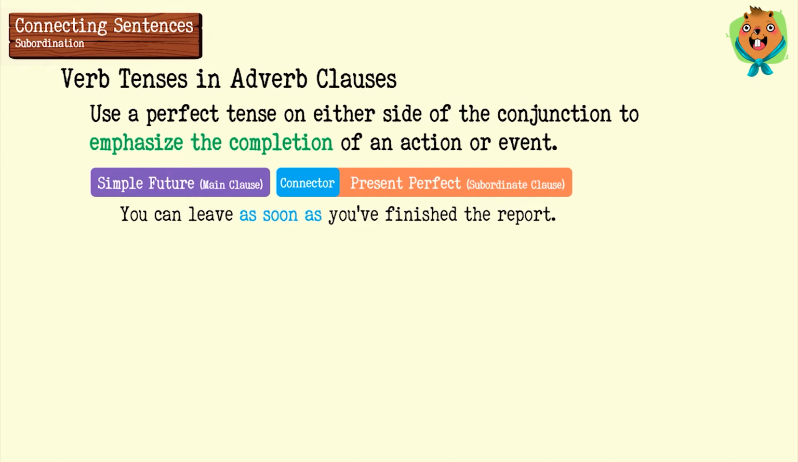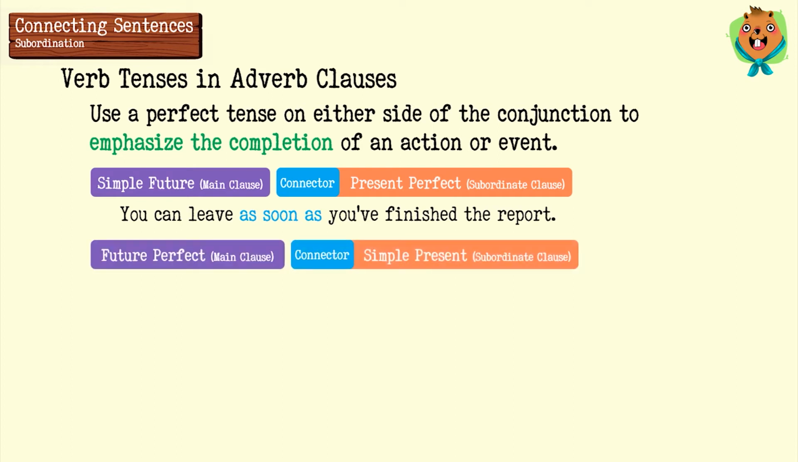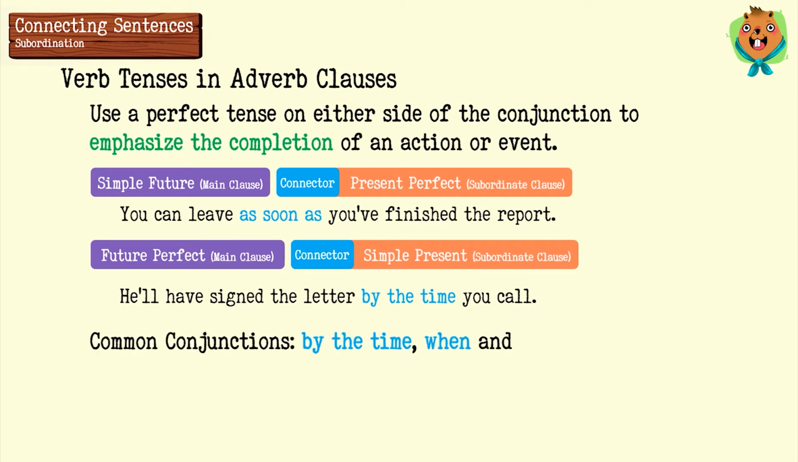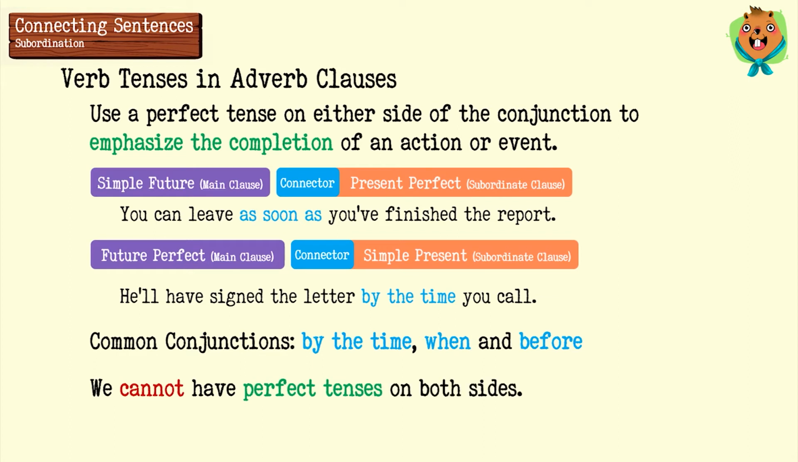Another pattern would be a future perfect in the main clause and a simple present in the adverb clause. He'll have signed the letter by the time you call. Common conjunctions used in this pattern are by the time, when, and before. Also notice it is not possible to have a perfect tense in both clauses.